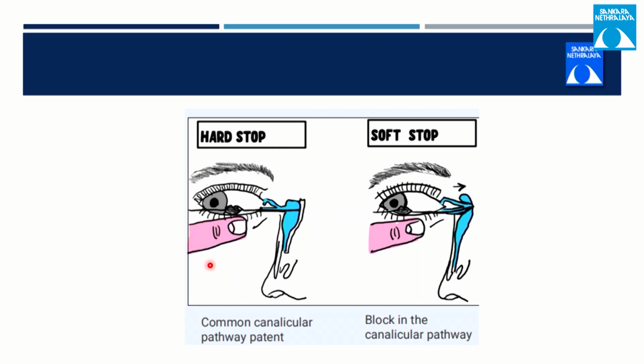Put pressure over the sac and see if there's regurgitation. How do you know where it is? Where do you have to press? You have to go below the inferior medial orbital canthus, along the rim, and then you will find a fossa. You have to press there.